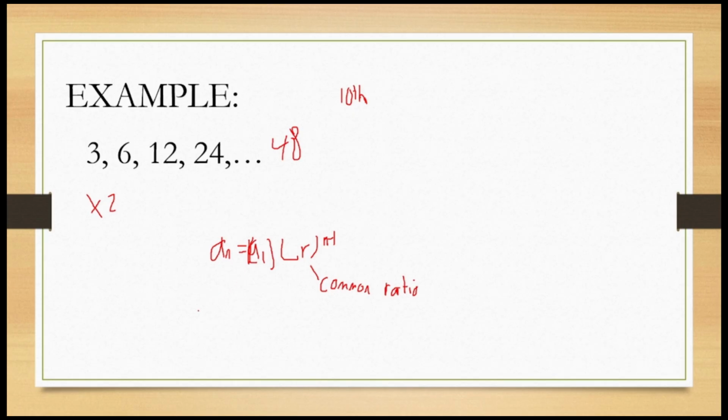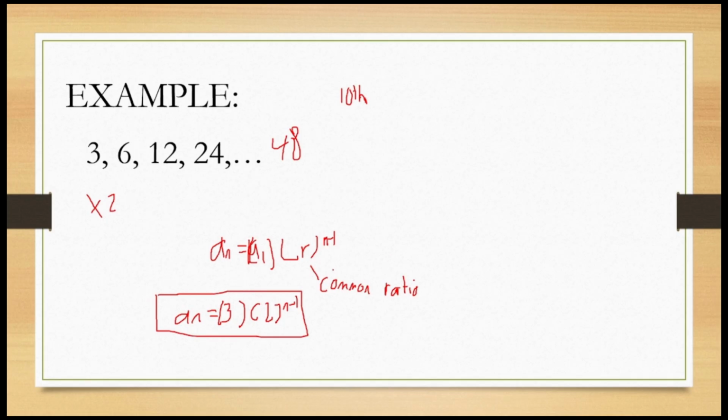If we simplify this, it would look like this: an equals a1, which is the first term of the sequence, times r, which is the pattern, which is 2, raised to the power of n minus 1. So this is how you will find the nth term rule for a geometric sequence.